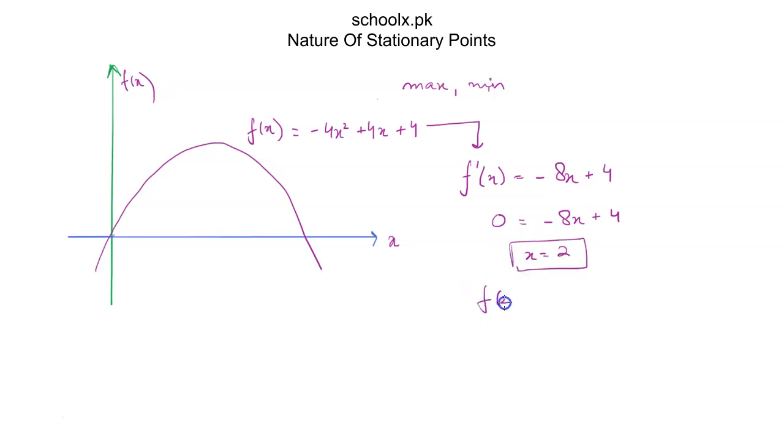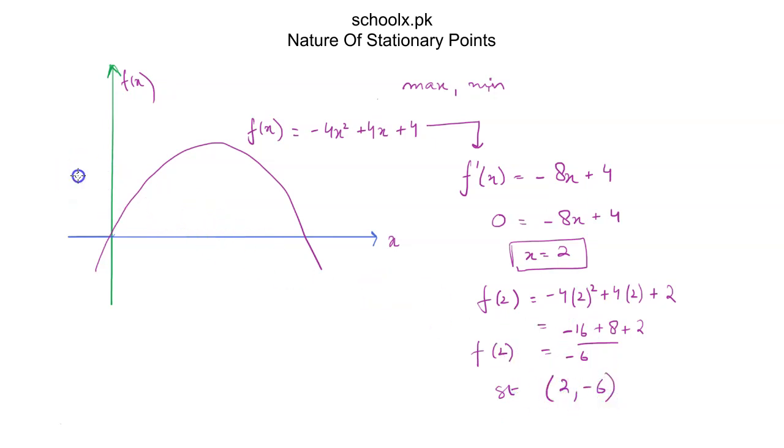and f of 2 will be negative 4 into 2 squared plus 4 into 2 plus 2. This will give us negative 16 plus 8 plus 2, negative 8, and then negative 8 plus 2, negative 6. So the stationary point is at 2 and negative 6. It must have been here somewhere. This curve is just for reference, it is not the actual curve of this function. So this is the stationary point.